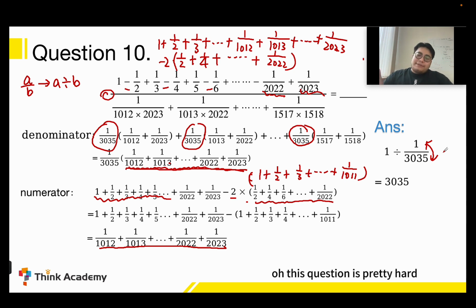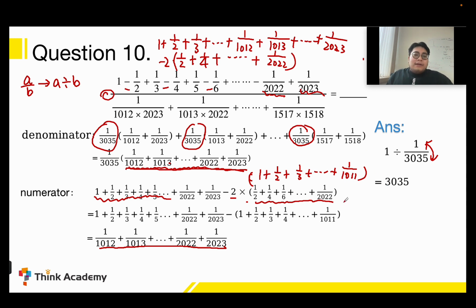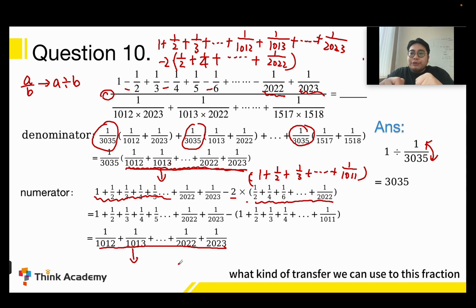Okay, this question is pretty hard, and I think it's a challenging question in computation. You need to know the method of sum to separate this kind of fraction, and also try your best to find the same part. If this is just a big fraction, we can also find some similar part and cancel. The remaining things are very easy. This time we found this part and this part, which are the same. So you need to observe the fraction first, and then find what kind of transformation we can use on this fraction.